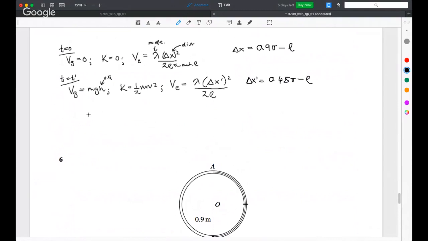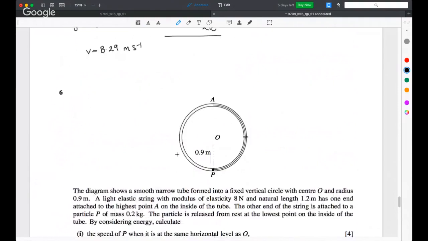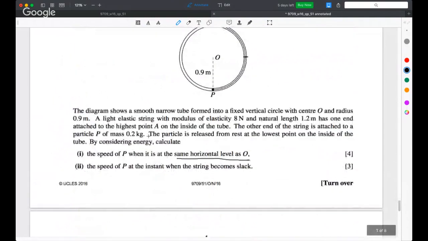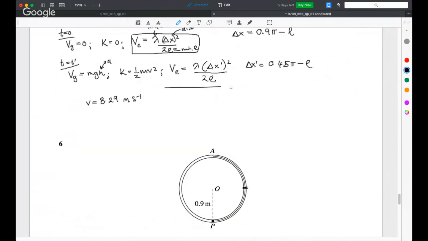Okay, we have all the energies that are involved. There's no other source. So we set this equal to all of these, and we solve for V, and we get 8.29 meters per second. In the second part, it's the same idea, but you don't know which. Well, actually, you do. We can work it out. It's exactly the same procedure. Let's do it over here.